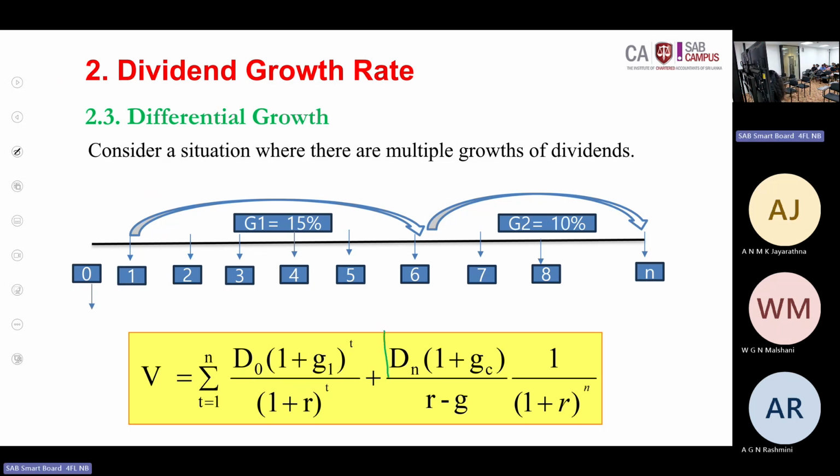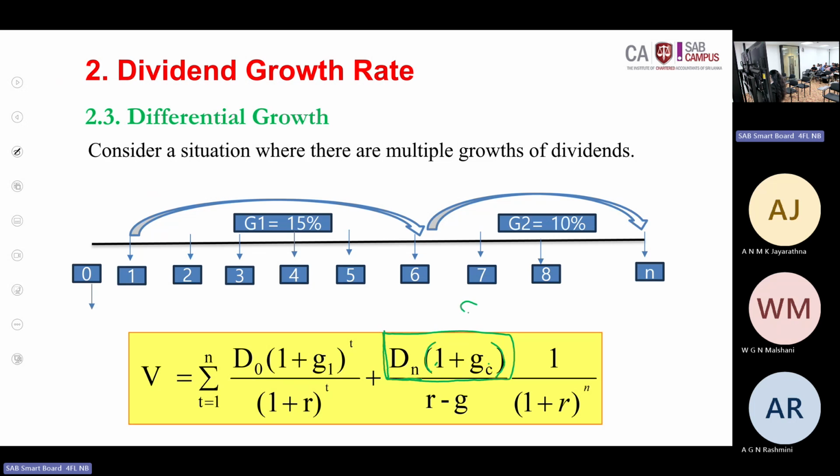So DN. We'll start from this. DN means we don't know at which year different models ended the first stage. Right? Therefore, you take the DN. That means it might be year 6 or whatever the year. It should be grown with the 1 plus growth rate.